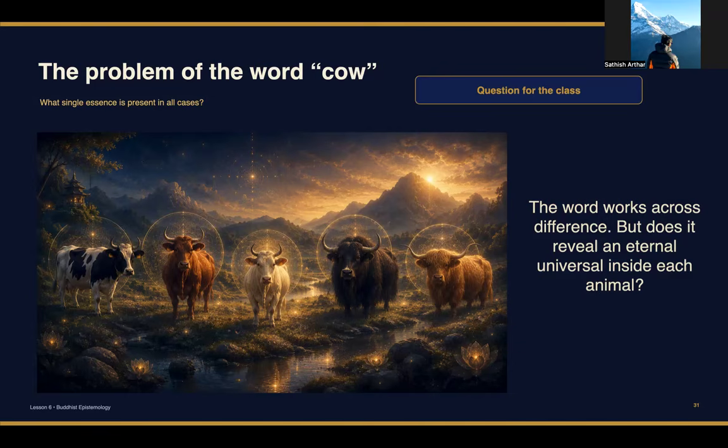Yes. So where is the cowness? What is the cowness here? Are the horns cows, or is their particular shape cow? Because they all have different shapes. They all have different faces.